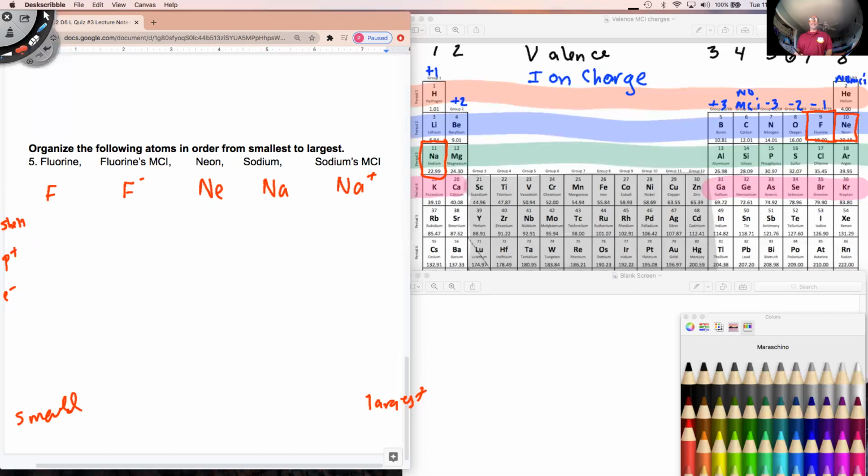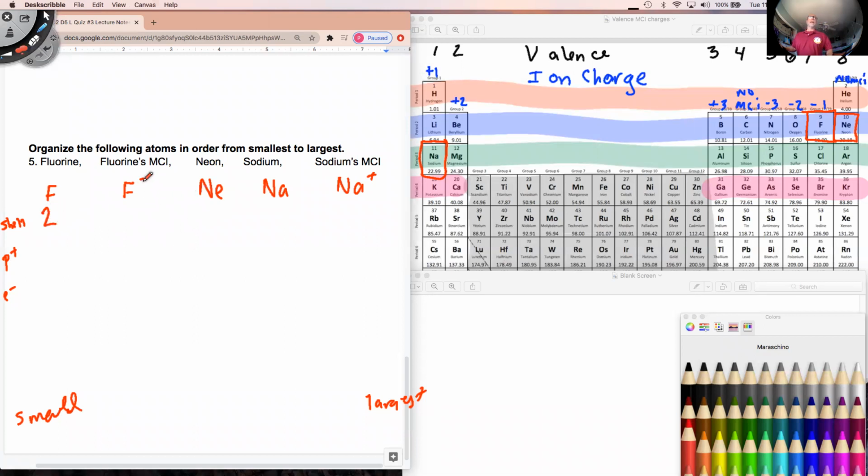So how many shells does fluorine have? So let's take a look. How many shells does fluorine have? Good, take a look. I should have paused that for you. I'm organizing these other things. So how many shells does fluorine have? Well, you can see that fluorine is on the second shell.